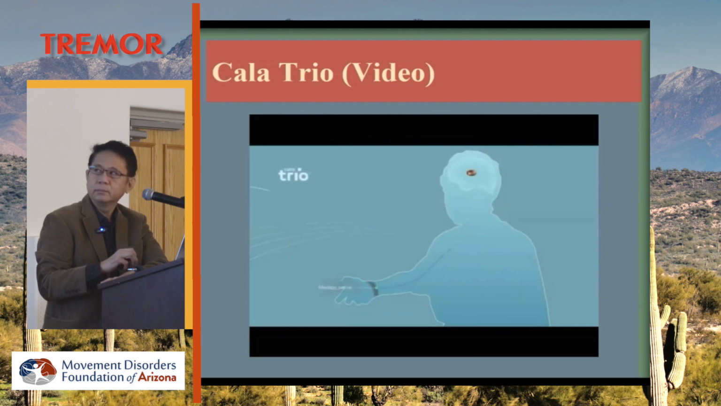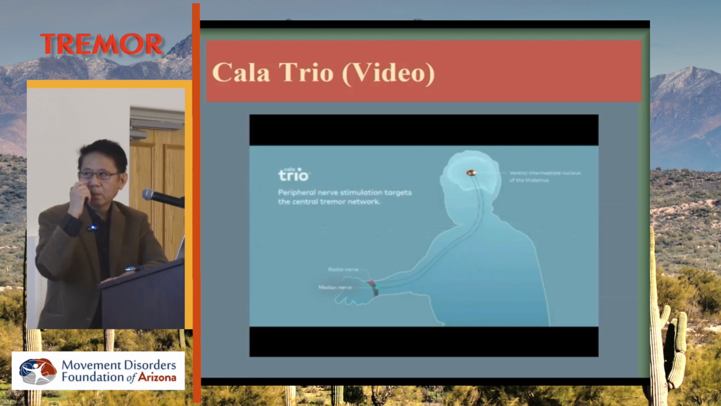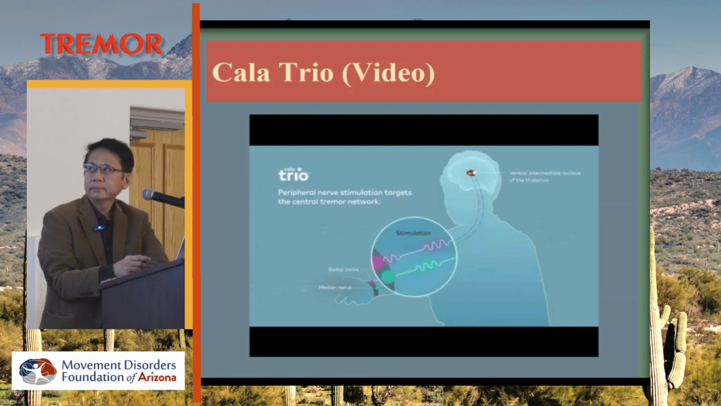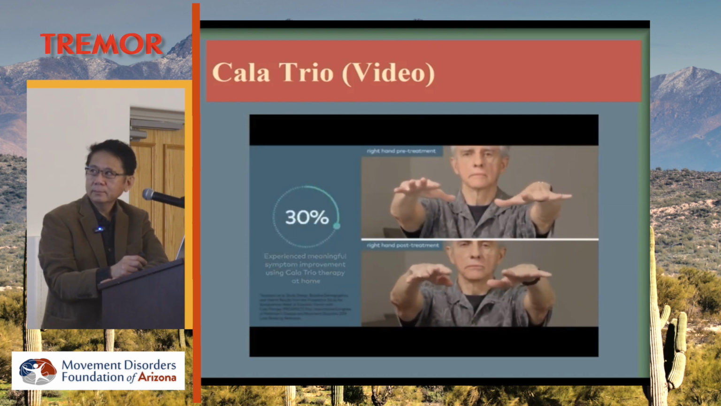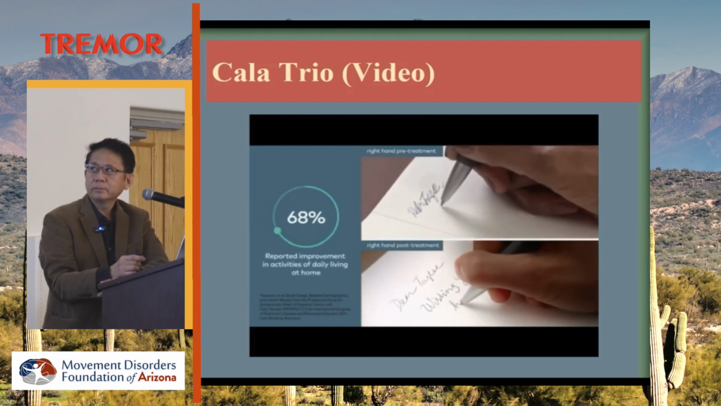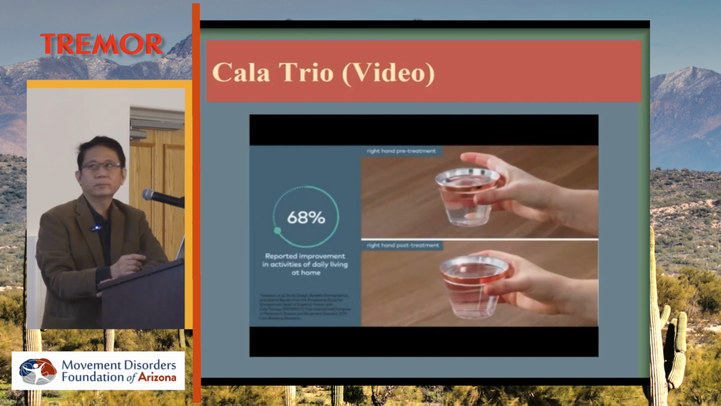Surface stimulation is delivered to the median and radial nerves, disrupting the pathological tremor frequency signals. This effectively addresses the variability of your patient's condition, resulting in a meaningful reduction of the tremor for a period of time. Symptom improvement using Calatrio therapy at home: 68% of users reported improvement in activities of daily living, most notably in handwriting, holding a cup, and using a spoon.